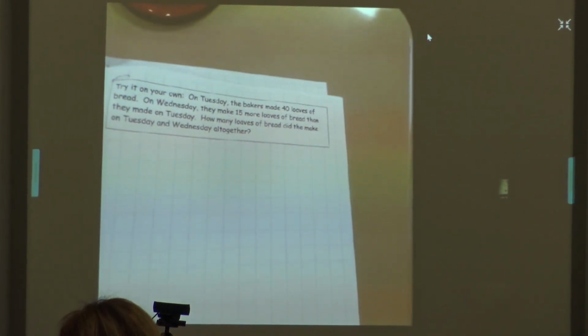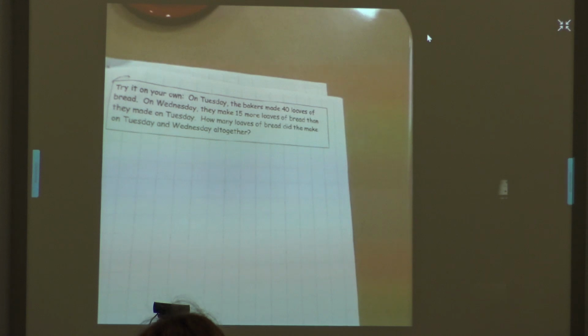On Tuesday, the bakers made 40 loaves of bread. On Wednesday, they made 15 more loaves of bread than they made on Tuesday. How many loaves of bread did they make on Tuesday and Wednesday altogether? Now, just the amount of words could be confusing to a child.